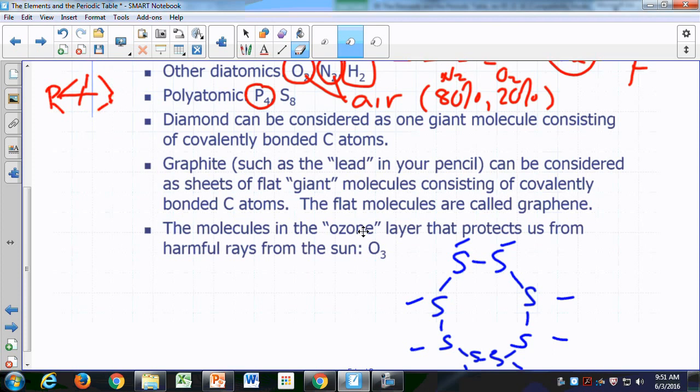Diamond can be considered as just one giant molecule consisting of covalently bonded carbon atoms. So diamond is a form of carbon, just like graphite. The lead in your pencil is actually not lead, it's actually carbon. So what's the difference between diamond and graphite? They're both made of carbon. You can think of these as giant molecules, giant in the atomic sense. That means there are lots and lots of atoms.